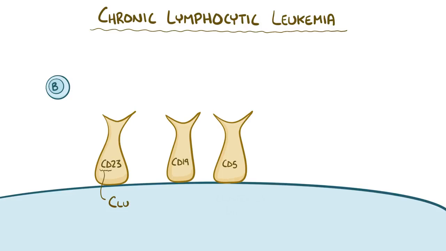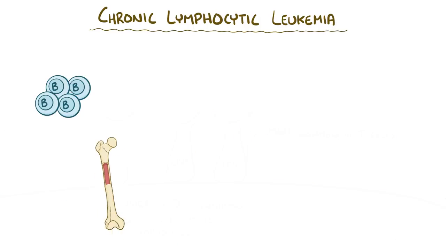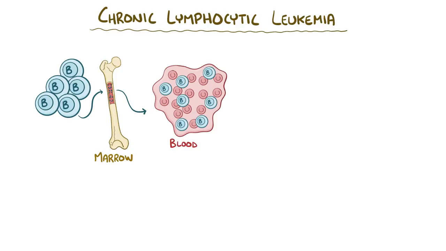The CD part stands for cluster of differentiation, because these are common surface proteins which can be used to differentiate between the lymphocytes. And despite CLL cells being B lymphocytes, they express the CD5 protein, which is a lot more common in T lymphocytes. Anyway, these premature leukocytes build up in the bone marrow and eventually spill into the blood, like in CML.